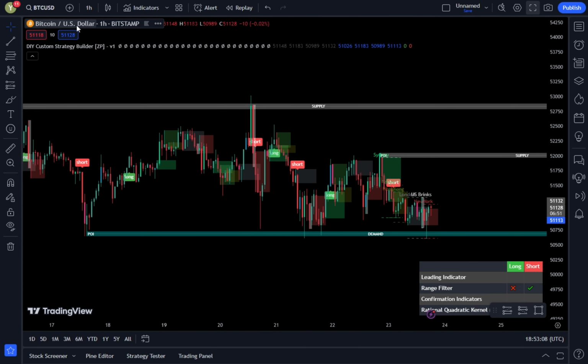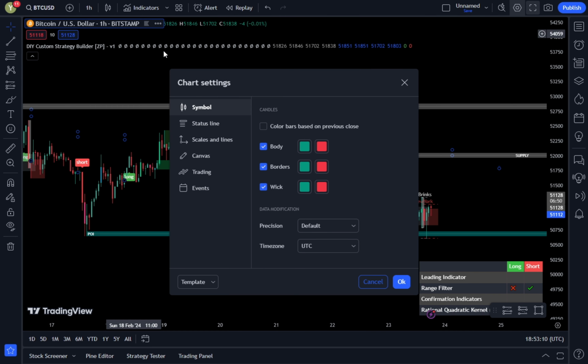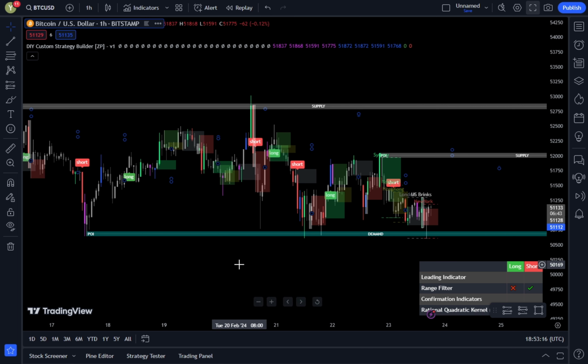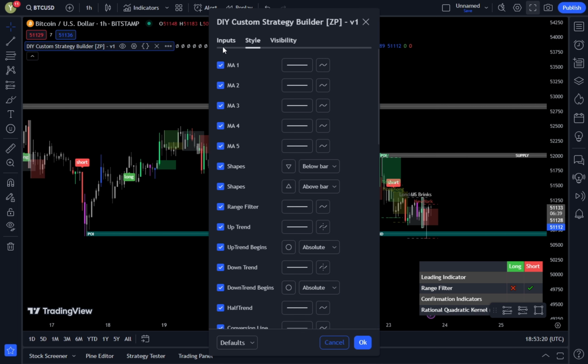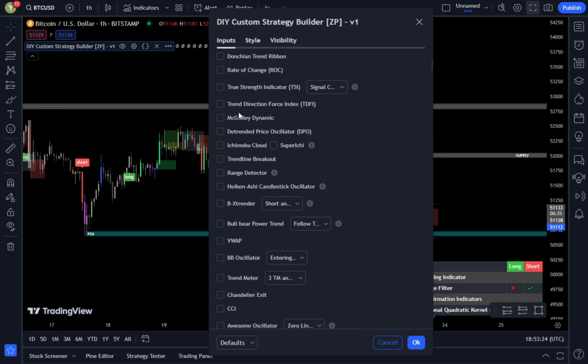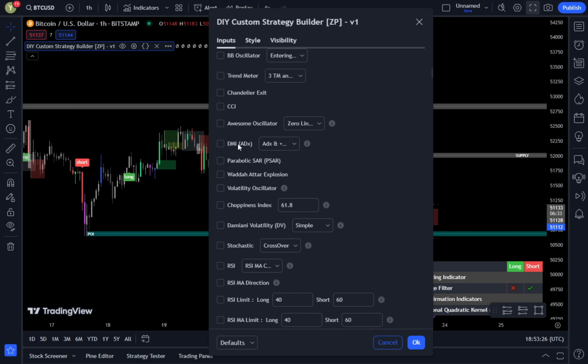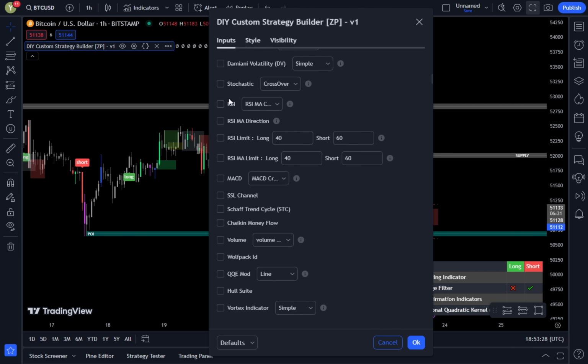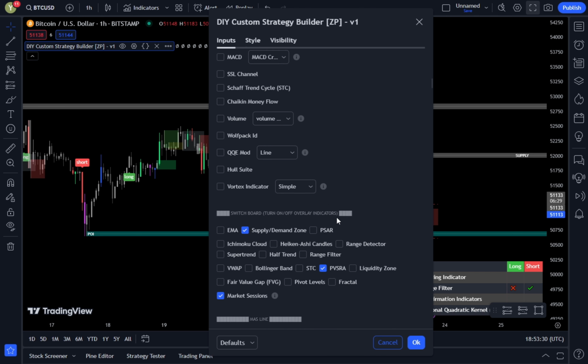Before using this indicator, it's recommended to adjust your chart settings to hide candle bodies and wicks to make candlestick colors easier to read. With more than 40 indicators available, you can customize the accuracy of buy and sell signals by selecting your preferred combination. This eliminates the need to manually confirm signals from multiple indicators, making the process much simpler and faster.